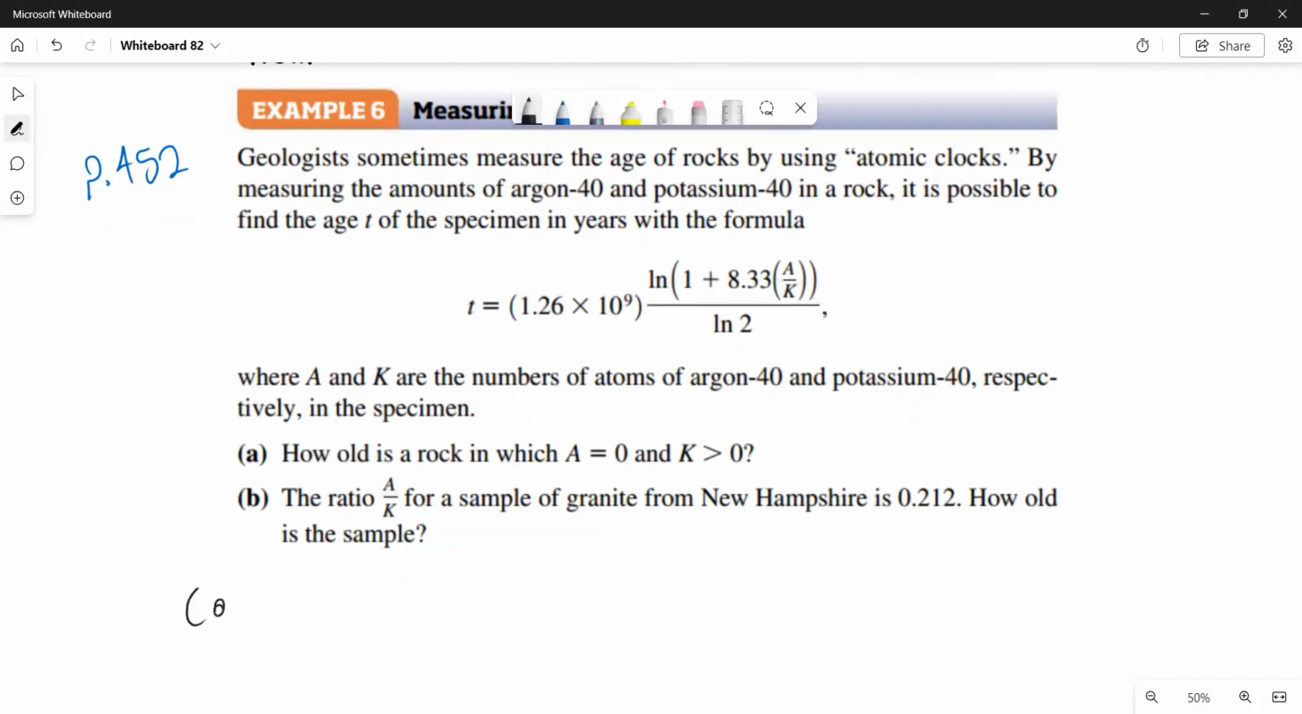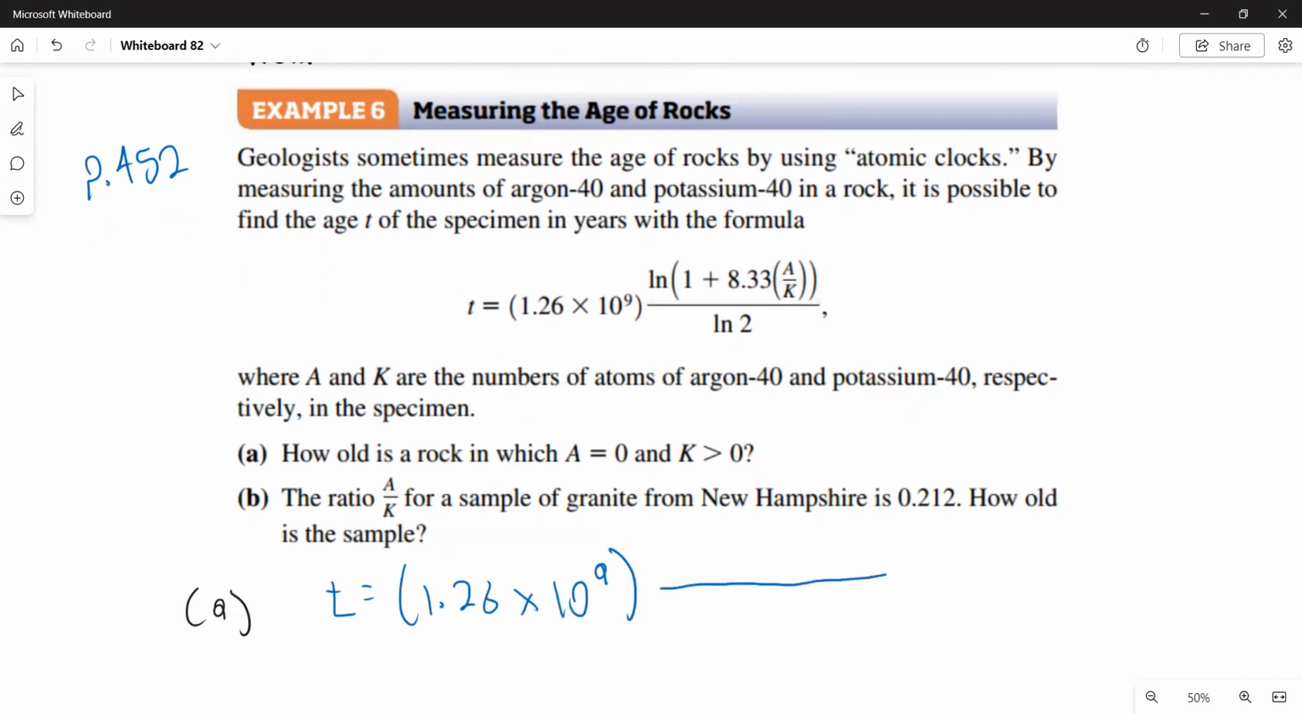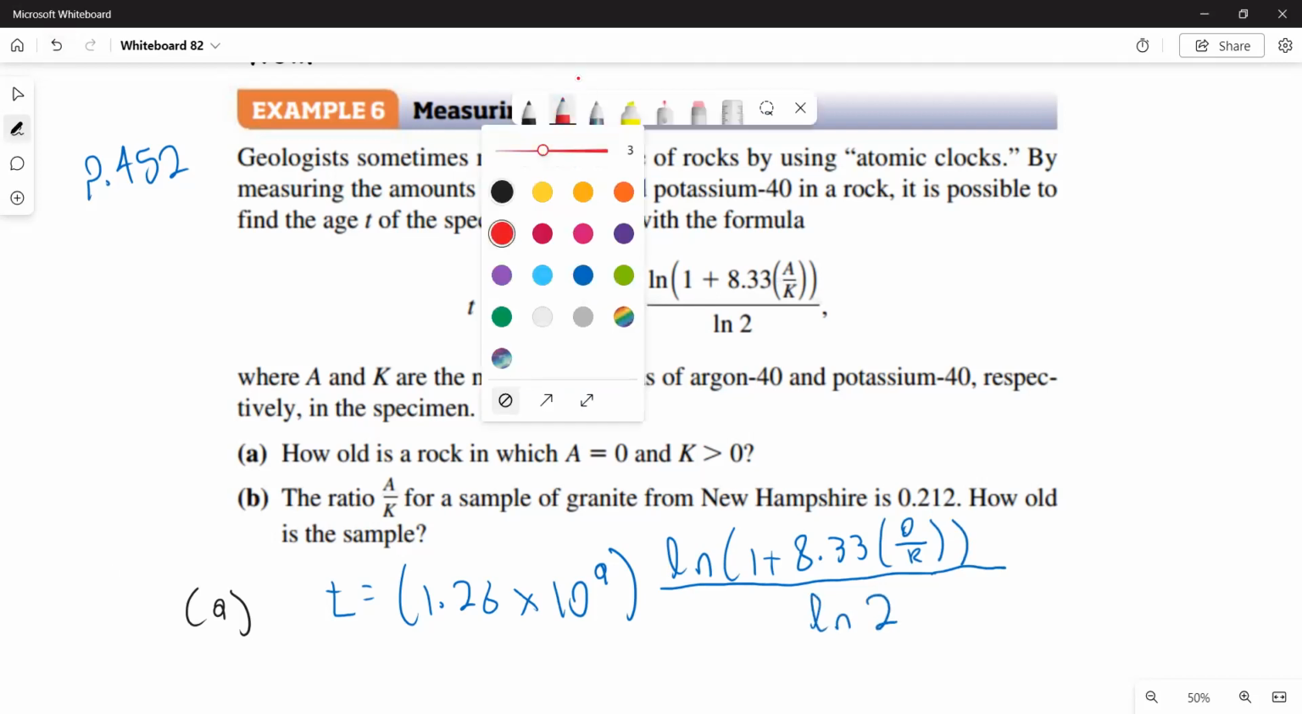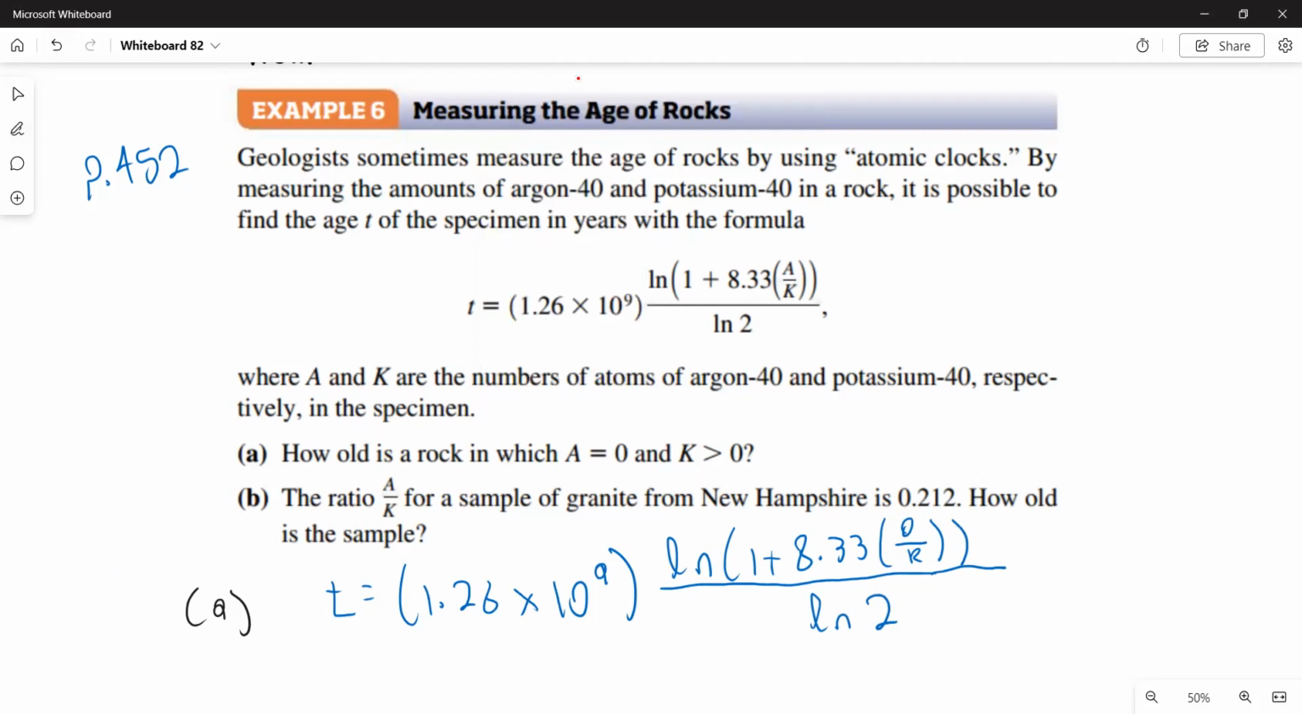Let's find out. So if A is 0, we have that T is 1.26 times 10 to the 9th times the natural logarithm of 1 plus 8.33. And then A is equal to 0, so that's going to be 0 over K. But 0 over K, if K is positive, that's going to be 0. So all this expression inside the parentheses becomes 0.